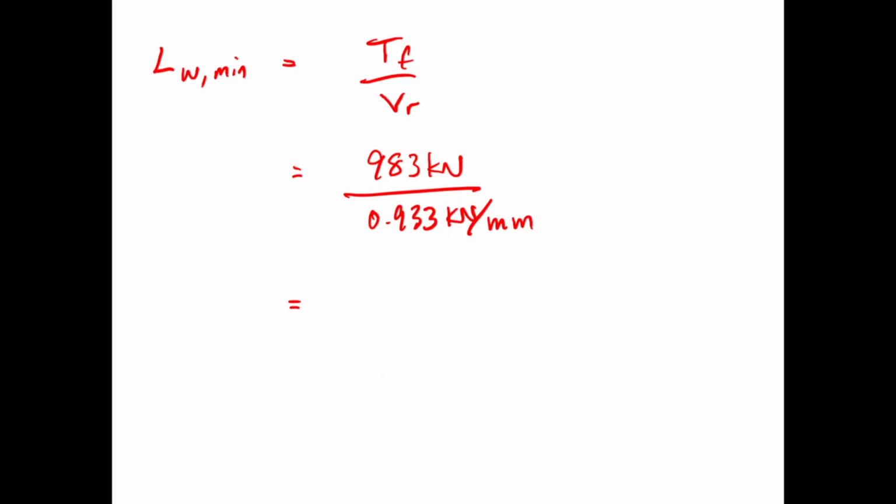So where's my option 1 here? I know it's here somewhere. There it is. So the total weld length that I need is 1,054 millimeters. Okay, so I have a factored strength. I've got 6 millimeter welds. They give me 0.933 kilonewtons per millimeter of strength. I can use that to figure out how much total length I need. Any questions about that calculation before we dig into how that plays out for us here?